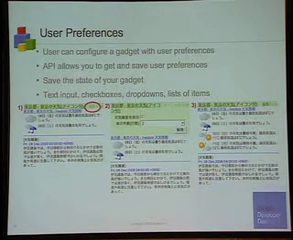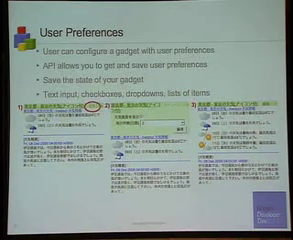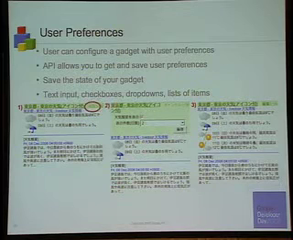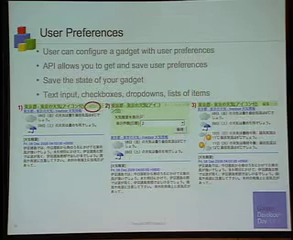So built into our API is the ability to do this. You can have user preferences that are in the form of text, checkboxes, and drop-downs of items. And there are some others. And then anytime the user comes back to the iGoogle page, they'll see their configuration.